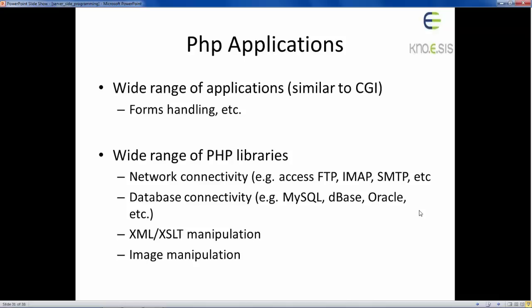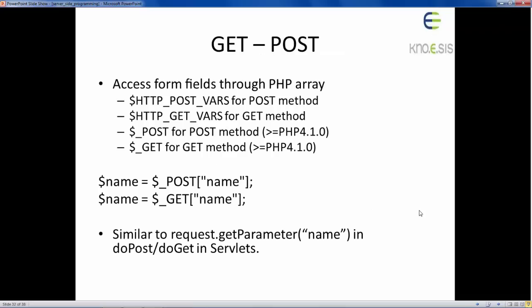There have been a wide range of applications similar to CGI, for example, handling forms and trying to provide dynamic information to the client. PHP also has a lot of libraries like network connectivity, database connectivity, XML, XSLT manipulation, and image manipulation. So you can do a wide range of programming or features using PHP by utilizing these libraries.